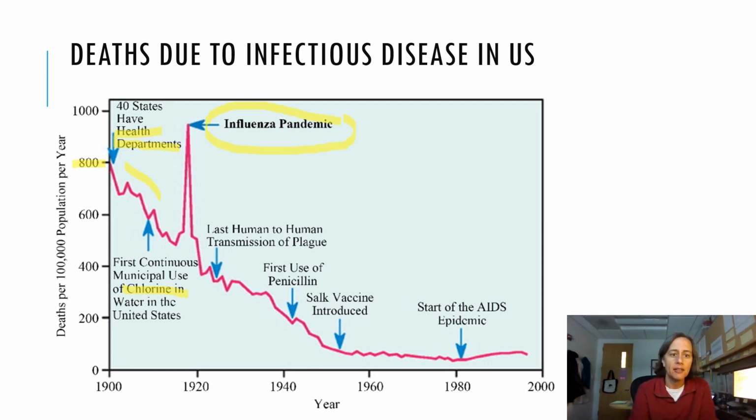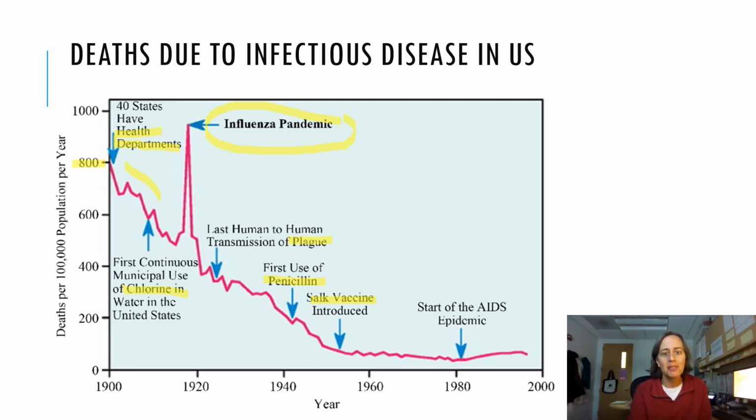Lots of people died. It was horrible. It was also during World War I, which didn't help. But anyway, so we had a bump there. We eliminated plague from the United States. So that's pretty good. Then we discovered penicillin and antibiotics, and that really helped. And then the Salk vaccine, this is the first vaccine for polio. And so all of these different things conspired to bring down the deaths due to infectious disease.